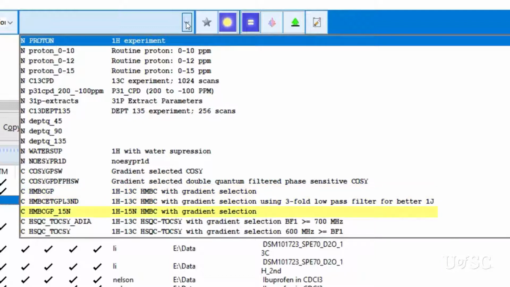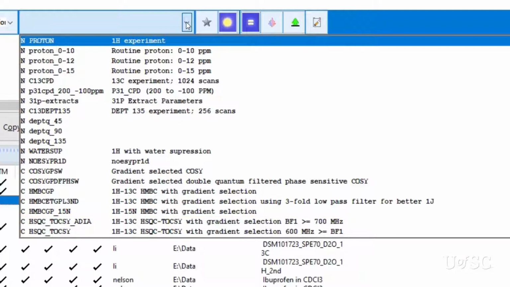There is also an experiment that is set up to observe long-range coupling to nitrogen-15. This experiment is more difficult to run because nitrogen-15 is only about 0.4% naturally abundant, and will require a much longer collection time than the carbon-13 experiments.